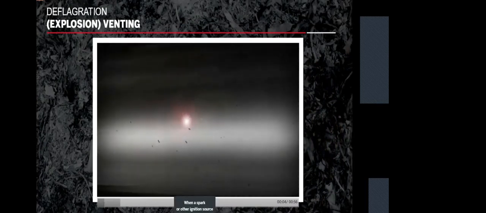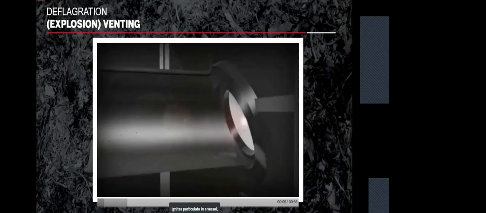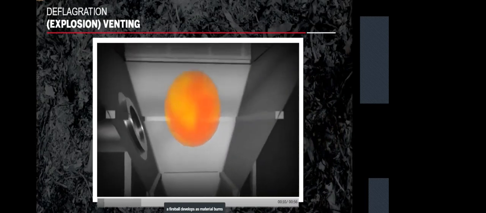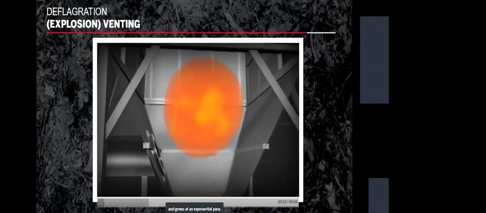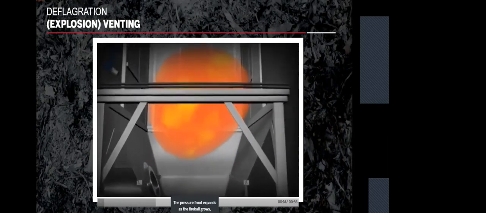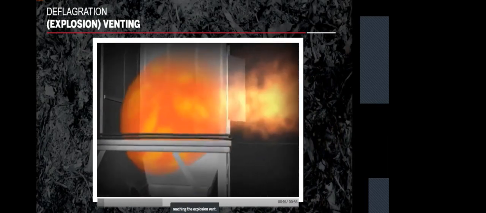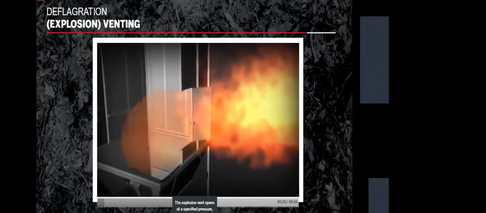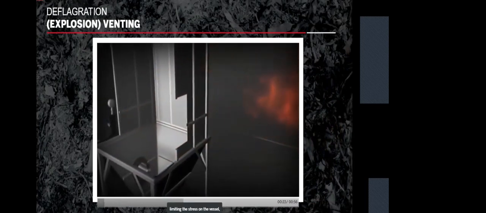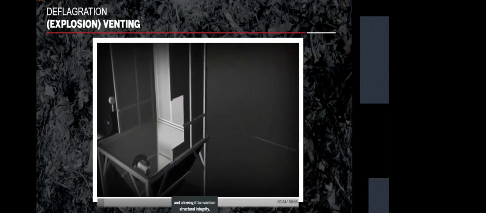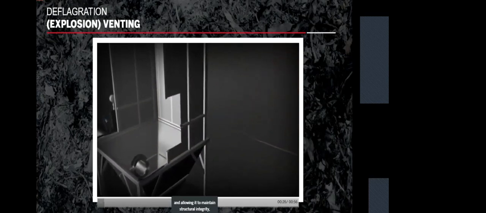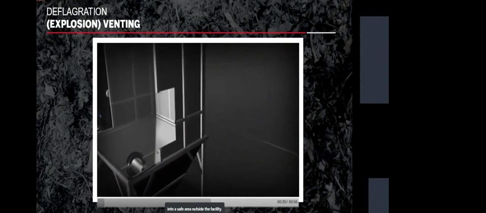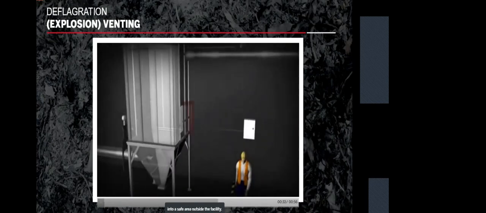When a spark or other ignition source ignites particulate in a vessel, a fireball develops as material burns and grows at an exponential pace. The pressure front expands as the fireball grows, reaching the explosion vent. The explosion vent opens at a specified pressure, limiting the stress on the vessel and allowing it to maintain structural integrity, while also releasing the pressure and allowing the fireball to vent into a safe area outside the facility.